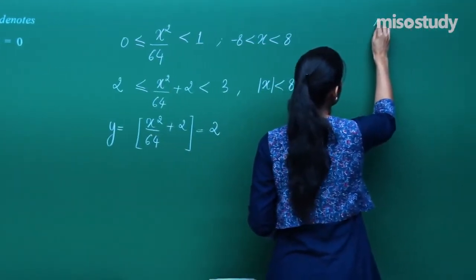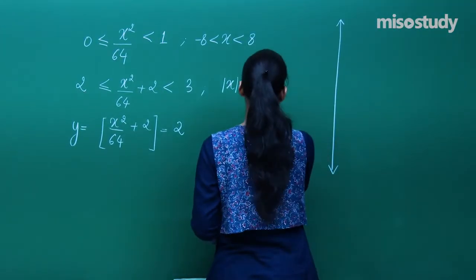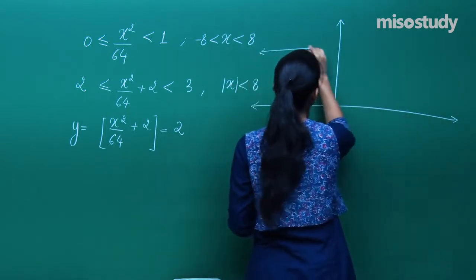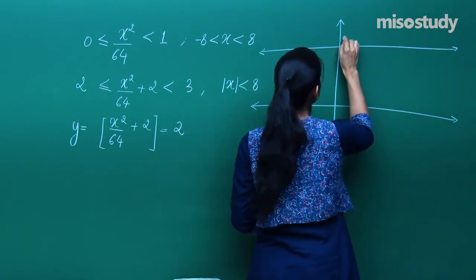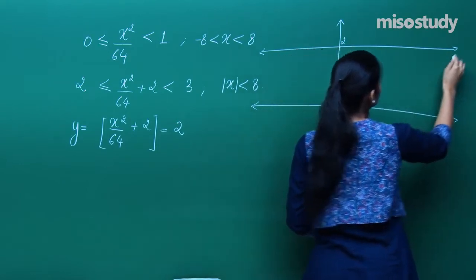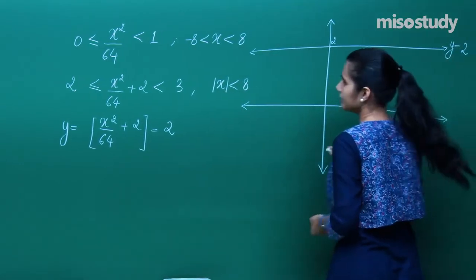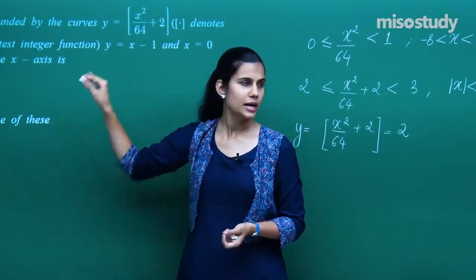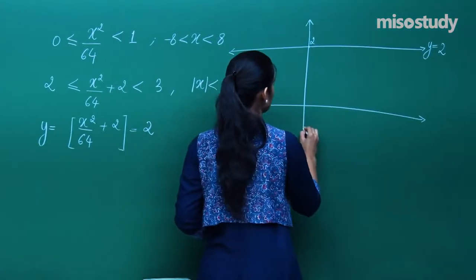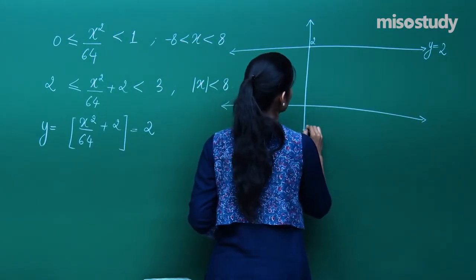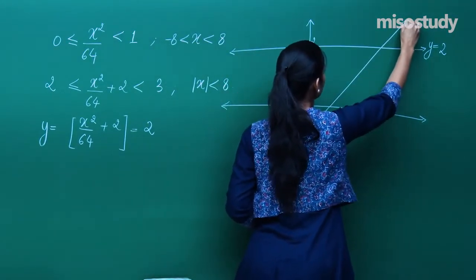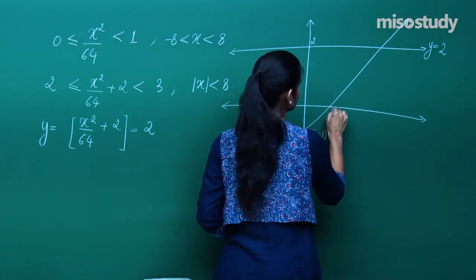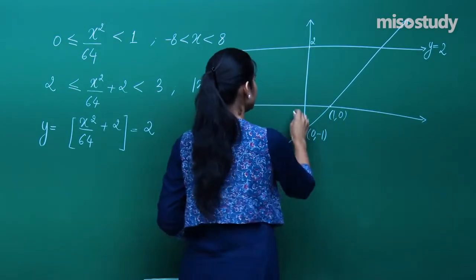So if I talk about the region to plot, it is actually y equals 2, this is the point 2, this line is y equals 2. Next you have y equals x minus 1. When you put x equals 0 you get y equals minus 1, and when you put y equals 0 you get x equals 1. This is 0 comma minus 1 and this is 1 comma 0. This is 0 comma 0.